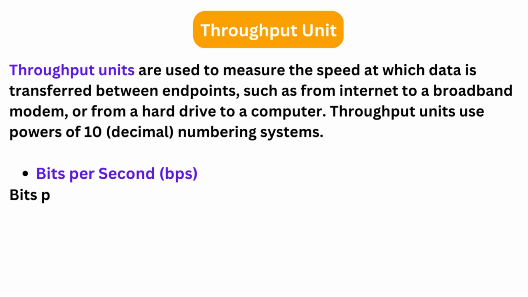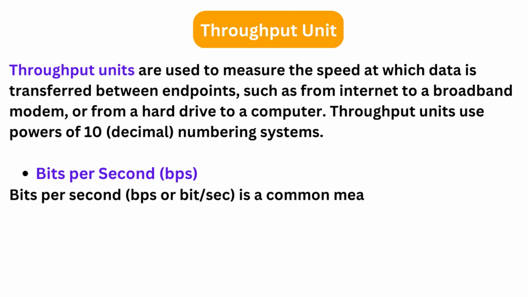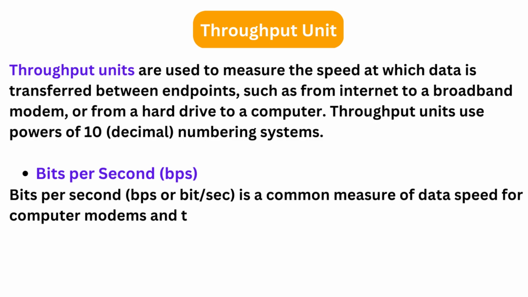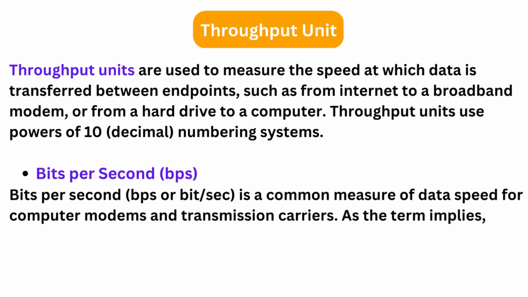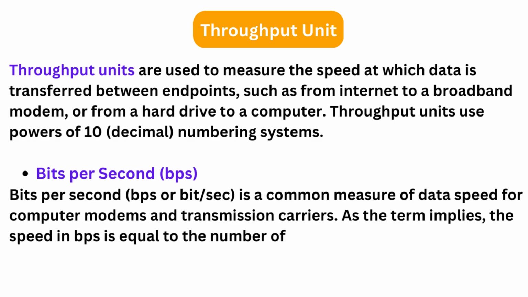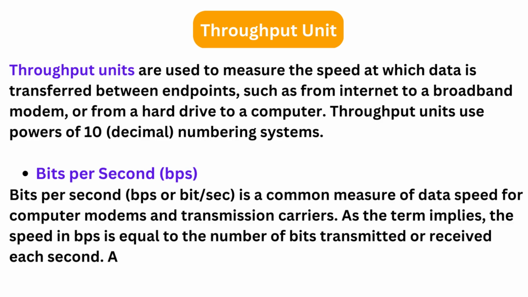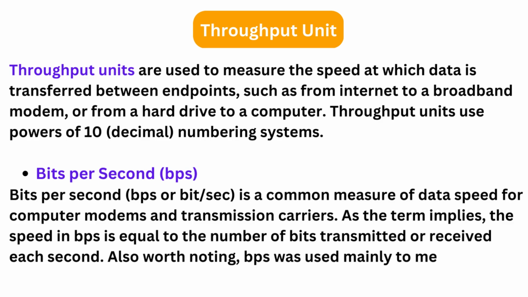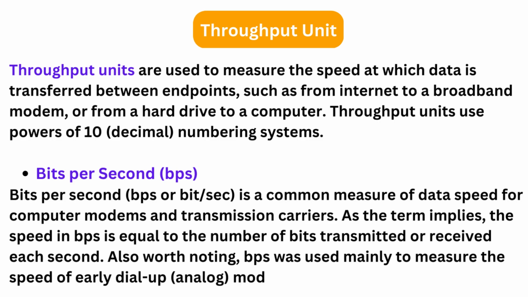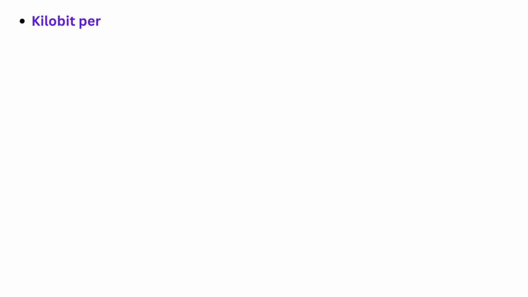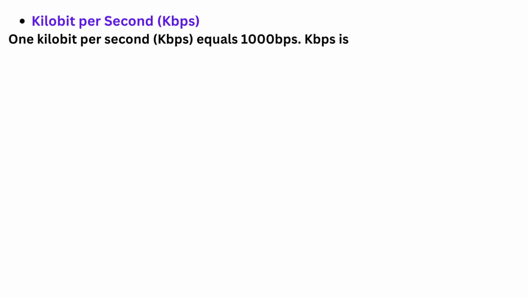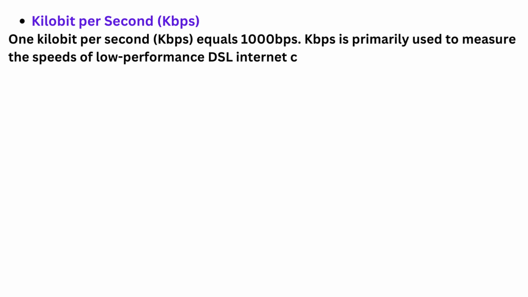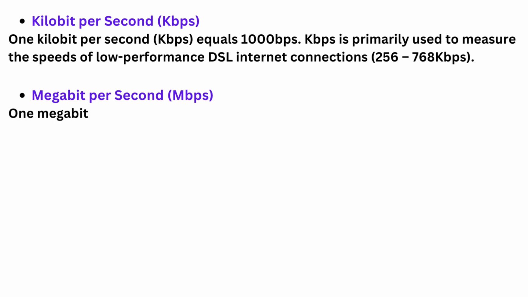Bits per second, bps. Bits per second is a common measure of data speed for computer modems and transmission carriers. As the term implies, the speed in bps is equal to the number of bits transmitted or received each second. Also worth noting, bps was used mainly to measure the speed of early dial-up, analog, modems. Kilobit per second, kbps. 1 kilobit per second equals 1000 bps. kbps is primarily used to measure the speeds of low-performance DSL internet connections, 256 or 768 kbps.